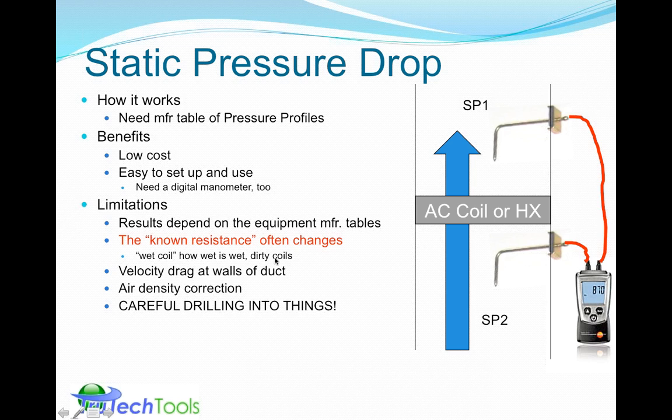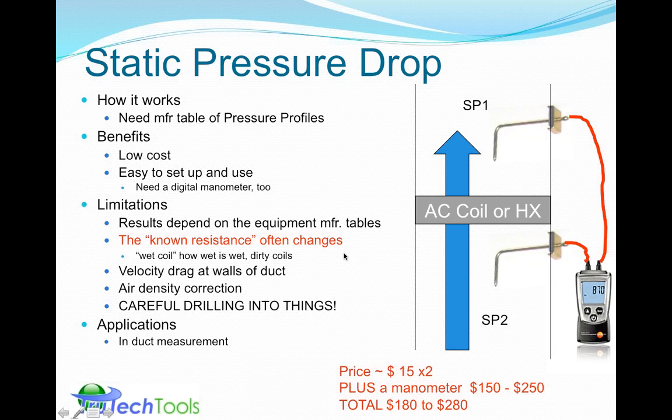We saw that on a couple of charts. They say specifically it must be a wet coil, and probably a clean wet coil. You have to be careful to make sure that you're actually not picking up any kind of velocity drag or turbulence near the edge of a wall, that your pitot tube is really sticking into the airstream and sensing that total static pressure. Caution again about air density correction, and careful about drilling into things. You don't want to puncture an air conditioning coil or a heat exchanger when you're doing this kind of test. So the applications again are for in-duct measurement, for system airflow measurement, and the price range is around $200 to $300 depending upon the kind of manometer that you choose.